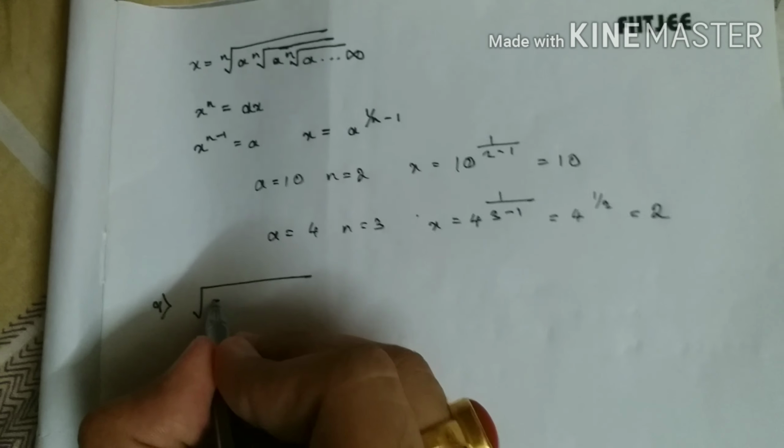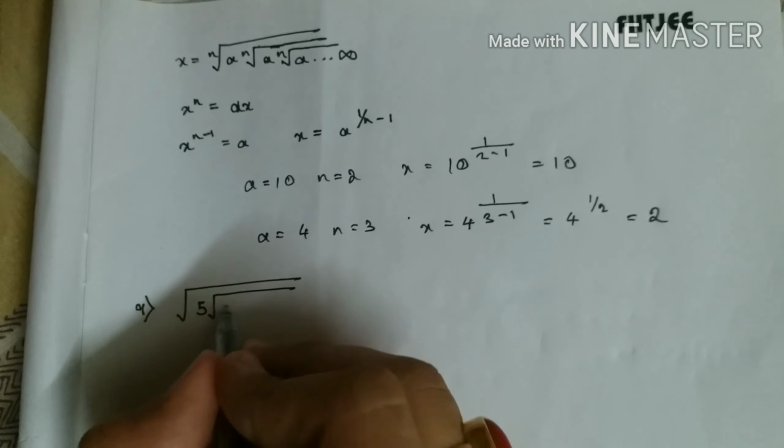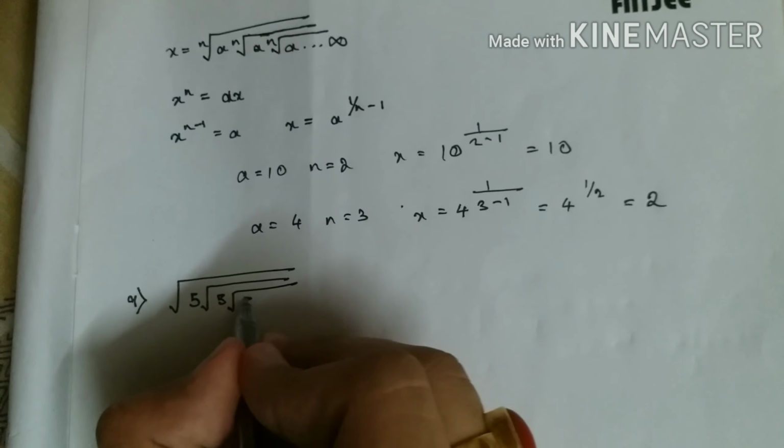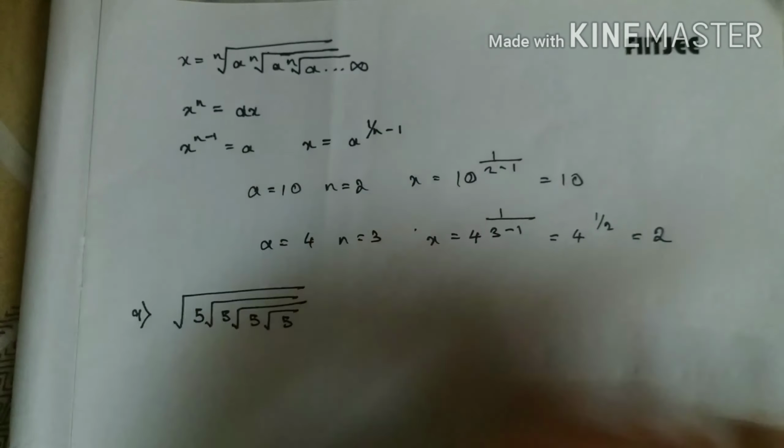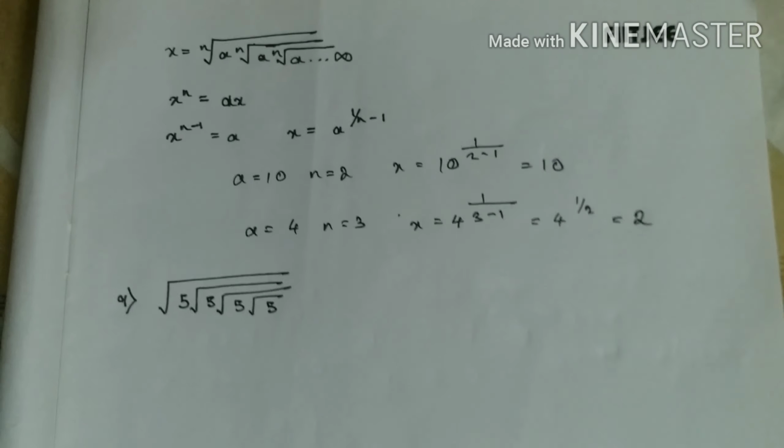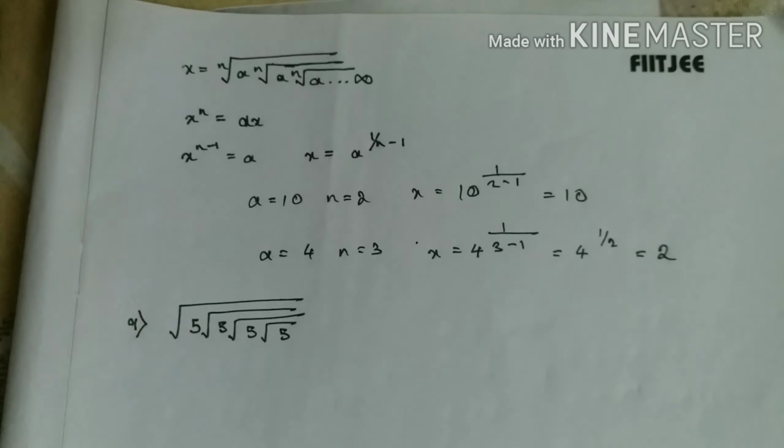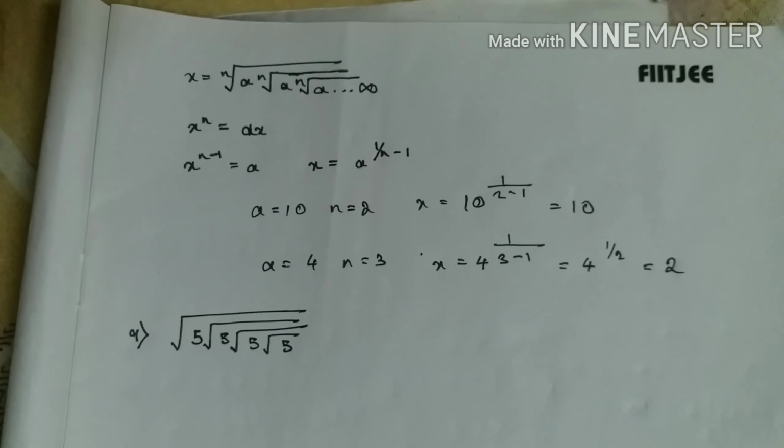Now this is not till infinity, only 4 times. Root over 5, root over 5, root over 5, root over 5. First we will calculate it without any tricks, without any formula, using hardcore calculation.